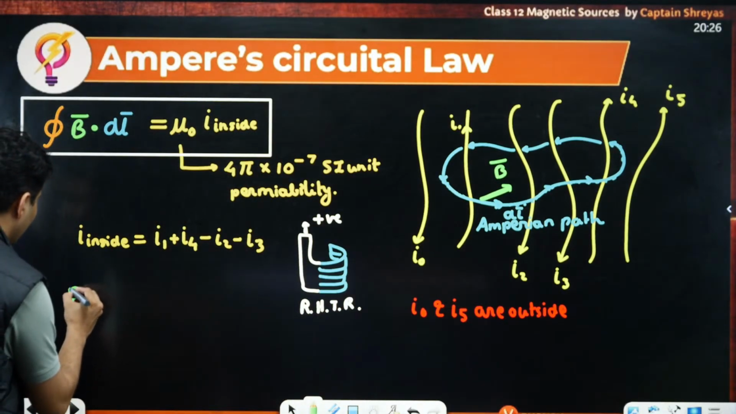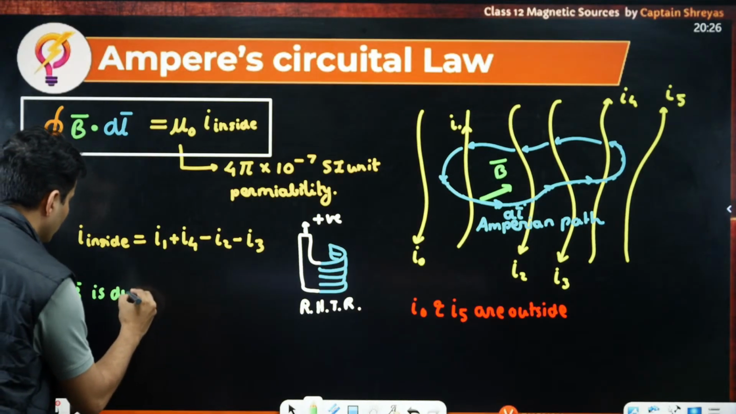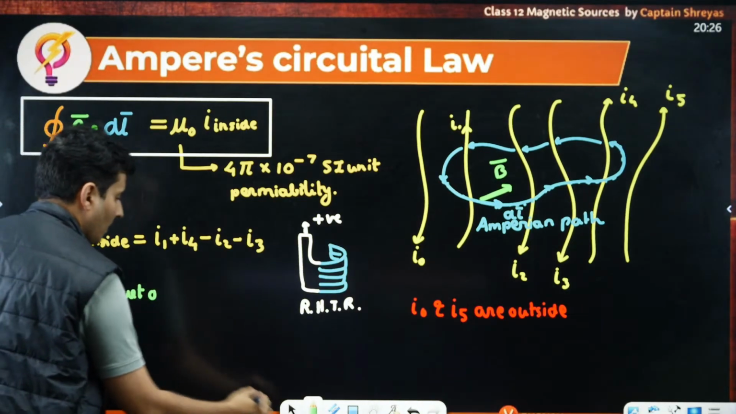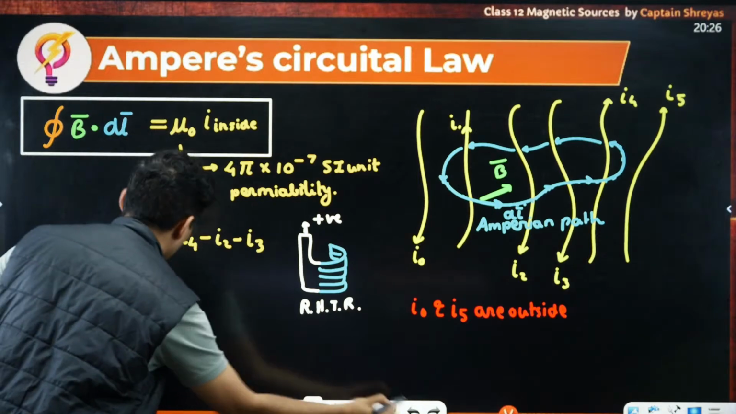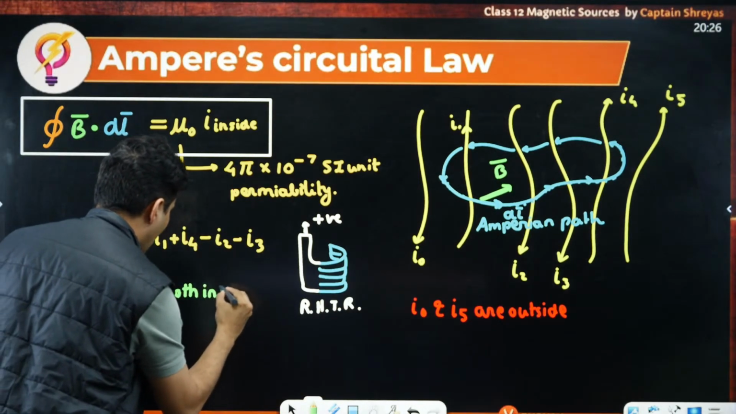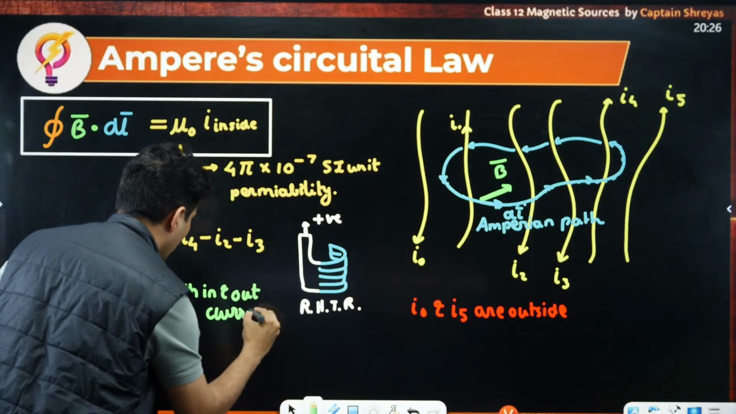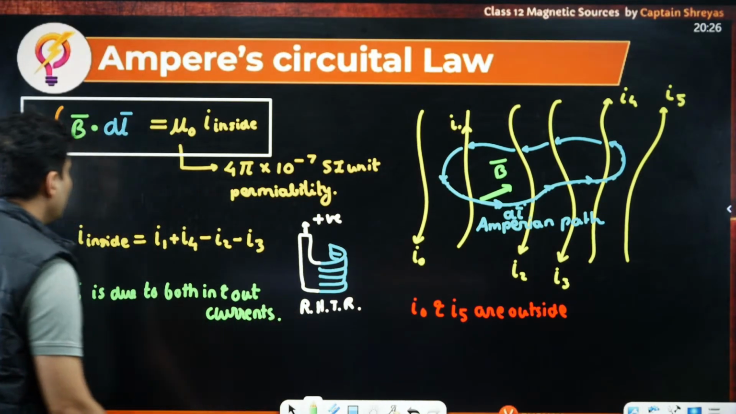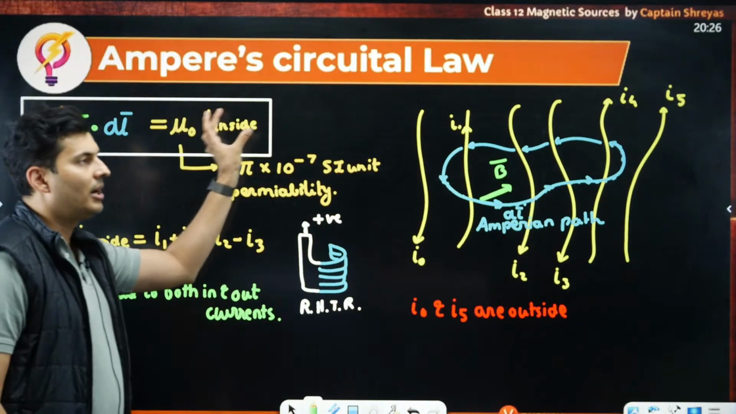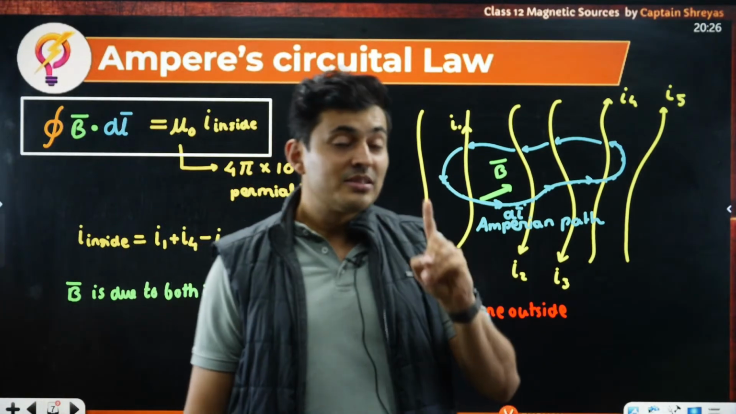So the magnetic field here in this formula is due to both in and out currents, both inside and outside currents. But it is the integration which only depends on the inside currents. Keep that in mind. So it's very funny.